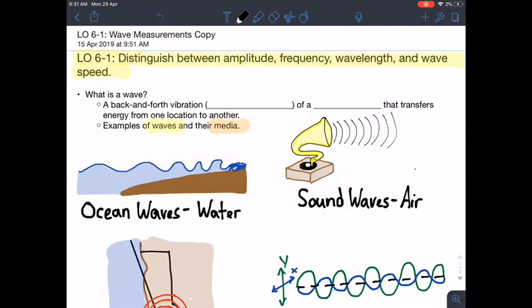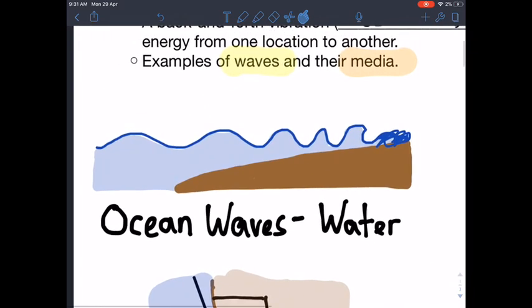And so we're going to be reading right here the definition. What is a wave? A wave is a back and forth vibration or oscillation of a medium that transfers energy from one location to another. So let's use that definition with a couple examples down here.